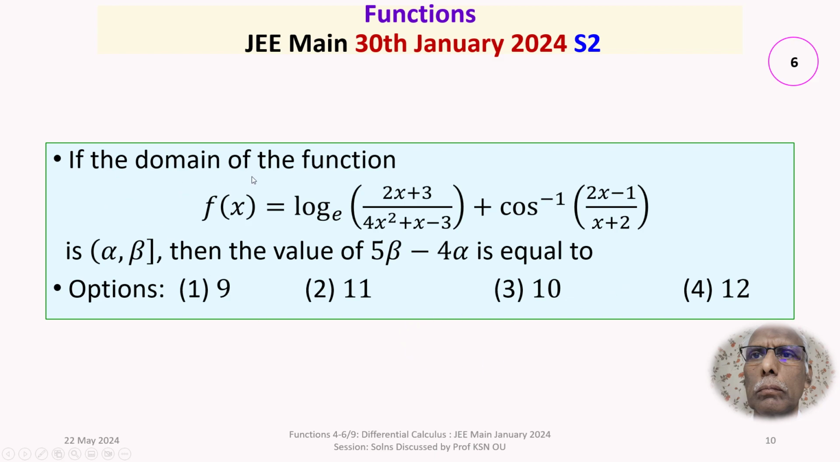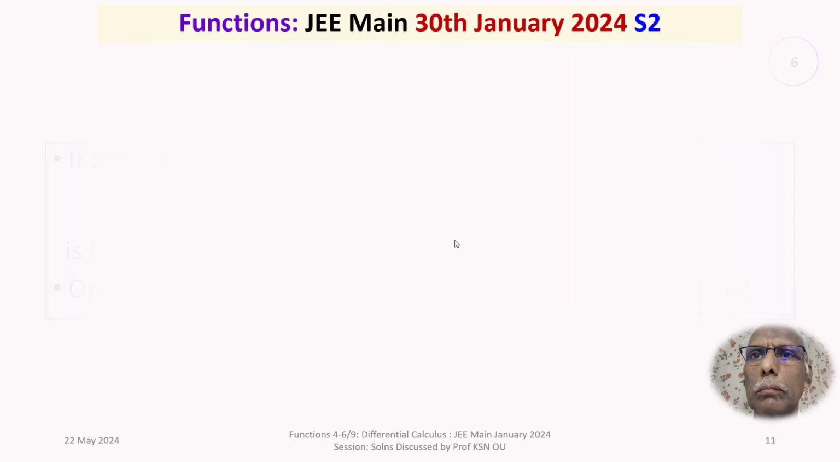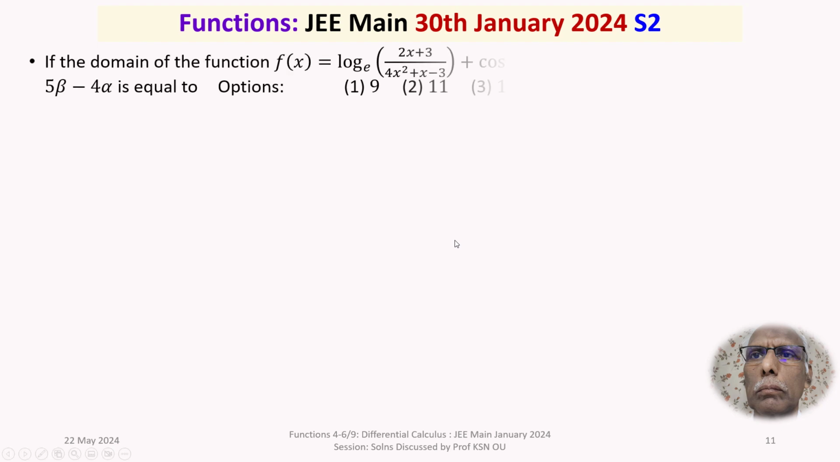So, you have to find the domain of this function, and you are given that the domain is the semi-closed interval (alpha, beta]. Then find alpha, beta, and find 5 beta minus 4 alpha from these 4 options. Let's now discuss the solution of this problem in detail.